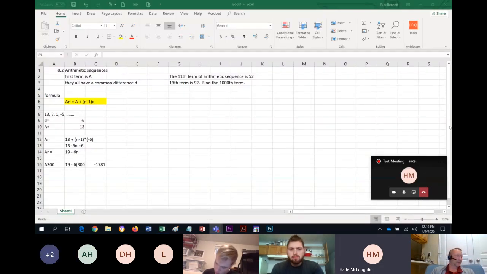What do you guys think? Would you do something with finding the difference between 52 and 92 and 11 and 19? Like it's 8 terms in the middle and then do something with the number between 52 and 92? Do you think there would be any good formulas that would help us do that?